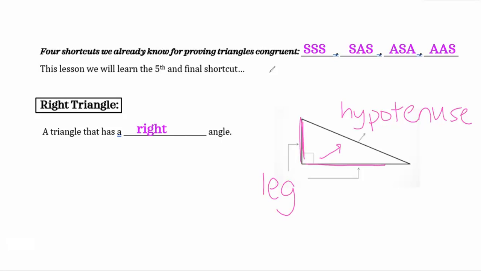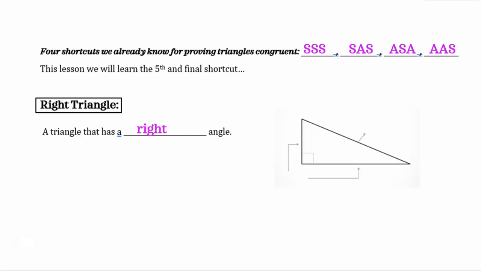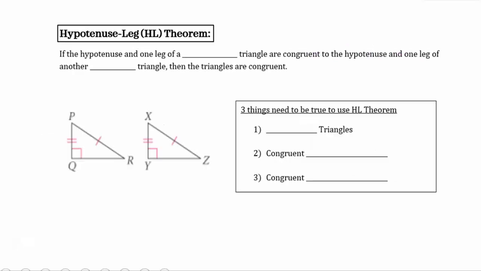Okay, so right triangles have specific names for the different sides, legs and hypotenuse. Let's say legs. We cannot forget that. We need that background information because we're only talking about right triangles today. So, once we got that down, what's this shortcut? Well, it's called the hypotenuse leg theorem.